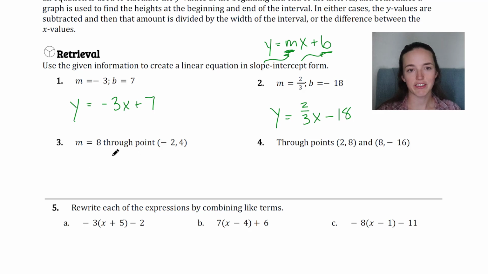For number 3, they give us m, but they don't give us the y-intercept, so we have to figure out what the y-intercept is. So I'm going to make a table. (-2, 4) is the point they give me, and they tell me the slope is 8. Now, slope is the same thing as rate of change, same thing as common difference. It's what we're adding or subtracting to get from step to step.